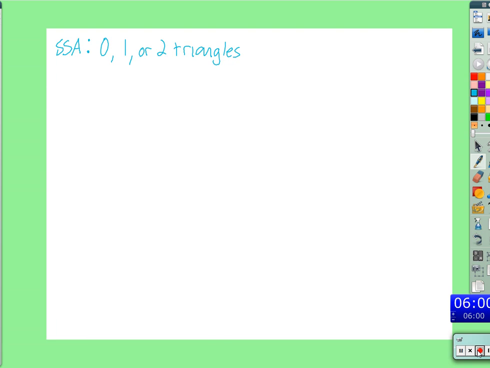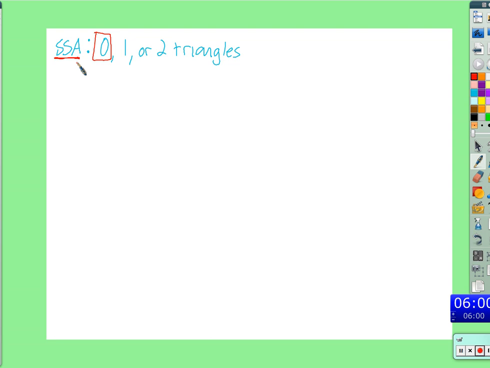The first quirk that might come up is that they might give us information and we wind up getting no triangle possible. And this all comes out of side-side-angle triangles. Side-side-angle, angle-side-angle, side-angle-side, all these things we learn in geometry, right? We learn them in the context of congruence of triangles.